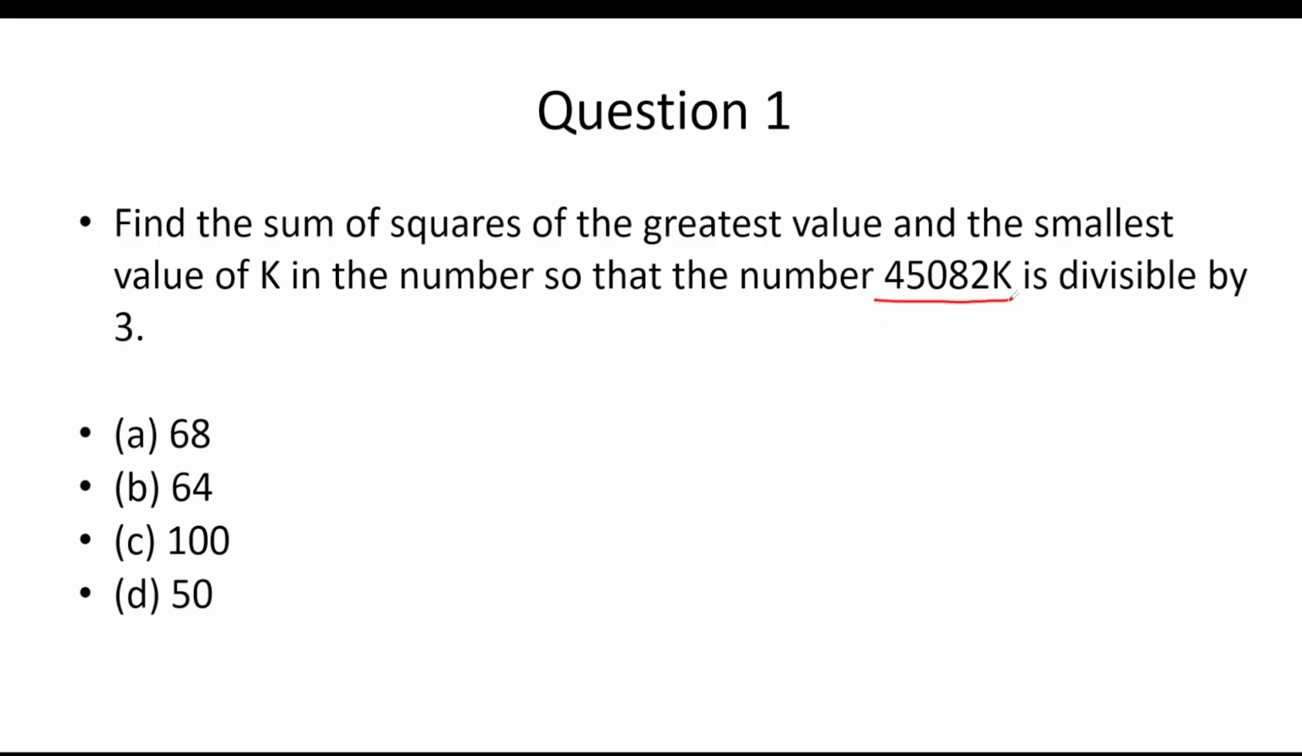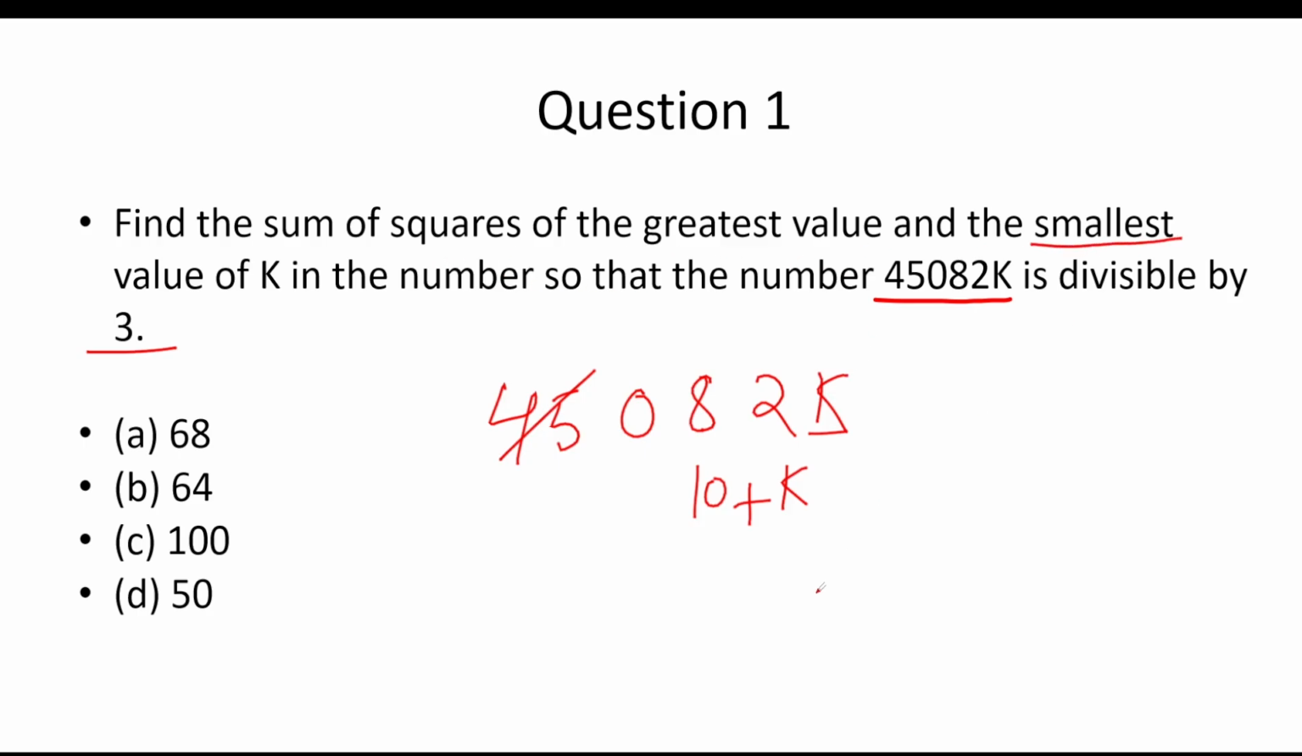This is the number which is given 4508. So let's write the number 45082K. All of you know what is the divisibility rule of 3. Sum of all the digits should be divisible by 3. So 4 plus 5, this makes 9. So this will be divisible by 3. Okay. 8 plus 2, this will be 10. 10 plus K. Now the question is, what should be the smallest value of K?